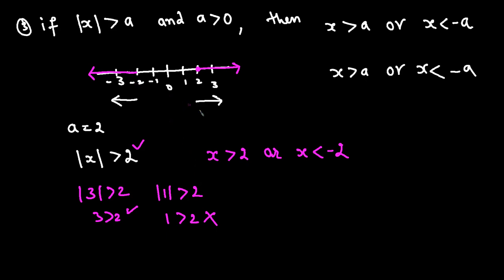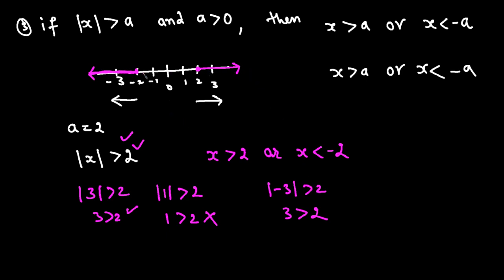Or it's going to be less than negative 2. Any number that is left of this negative 2 will work. Again, let's try negative 3. The absolute value of negative 3 is 3, which is greater than 2, so that works. So the solution for this inequality is x greater than 2 or x less than -2, and on the number line you will represent the solution like this.